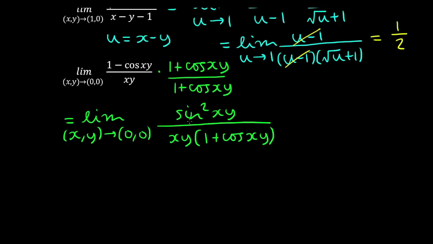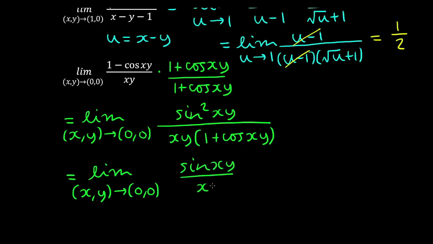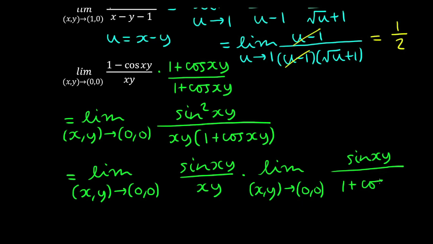So using the product rule, we can break this up into two limits. So we have the limit as xy approaches the fixed point of sine xy on xy, and that's multiplied by the limit of sine xy on 1 plus cosine xy. So the first limit evaluates to 1, and the second limit evaluates to 0 on 2. So the limit evaluates to 0.